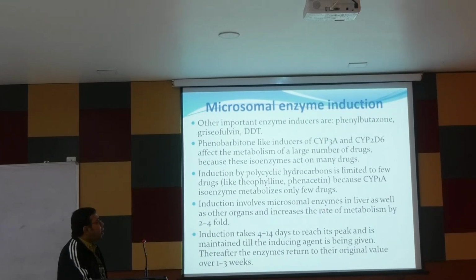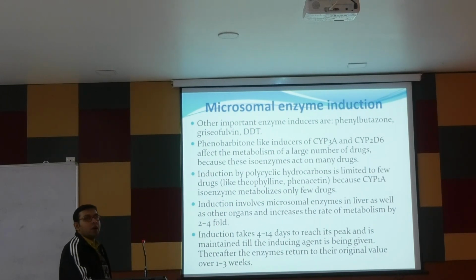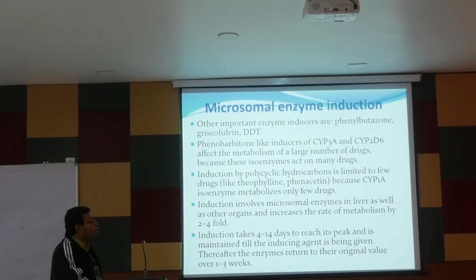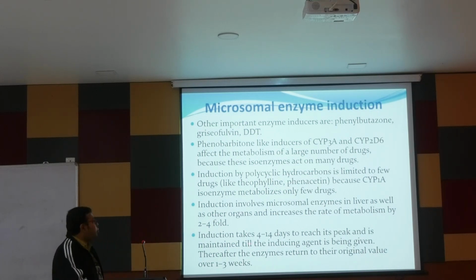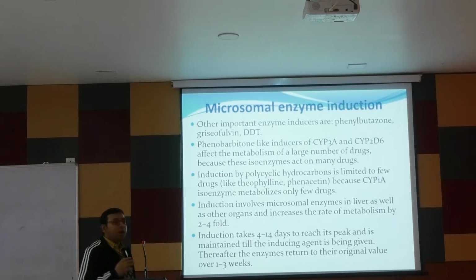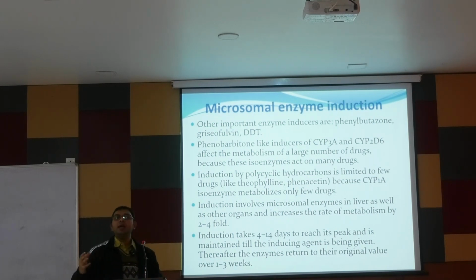Induction involves microsomal enzymes in the liver as well as other organs and usually increases the rate of metabolism by 2 to 4 times. That is, the rate of metabolism increases. Induction usually takes 4 to 14 days. It takes more time than inhibition and is maintained as long as the inducing agent is being given. Thereafter, the enzymes return to their original value over 1 to 3 weeks. So inhibition occurs rapidly, induction happens slowly. If enzyme induction happens rapidly, ultimately that causes an ineffective drug.